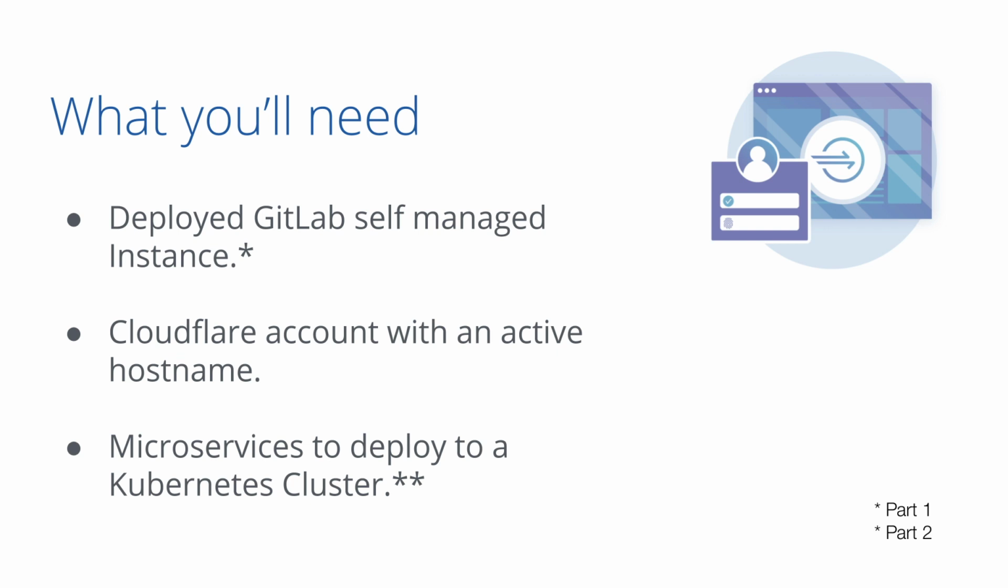If you don't use your own self-managed instance of GitLab and you only use a SaaS product, you can skip ahead to part two, where for the purposes of this demo, you'll want microservices that you can deploy to a Kubernetes cluster. In both parts, part one and part two, you'll still need a Cloudflare account with an active hostname. That will be the hostname where either your GitLab self-managed instance is made available to your team, or these applications that you're deploying to a Kubernetes cluster are also made accessible to those team members as well.